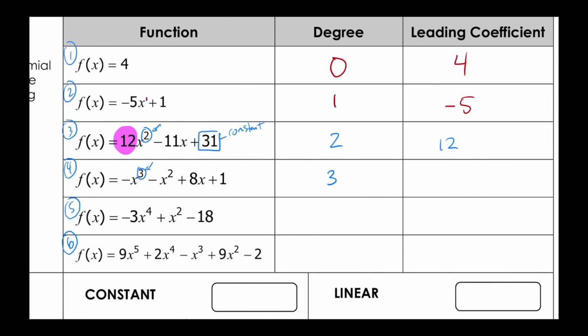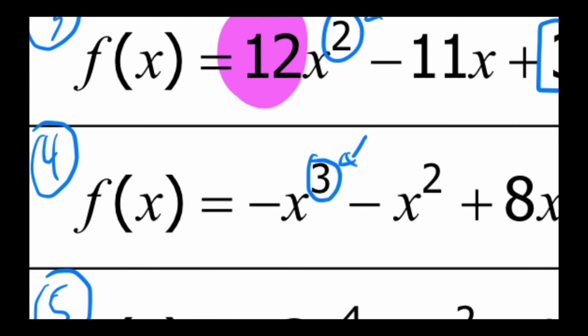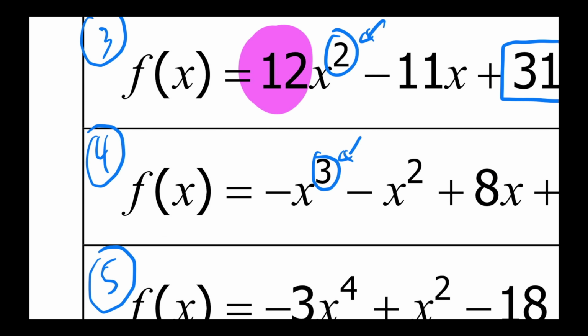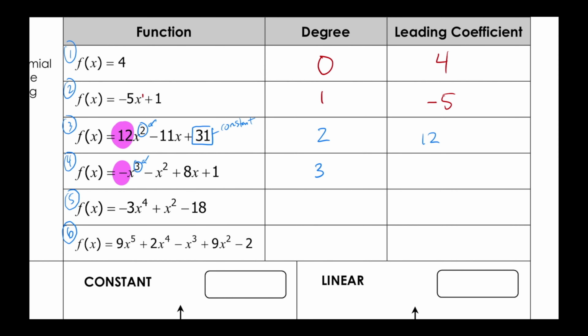And what's the leading coefficient for number 4? What's that leading coefficient? What's that number in front of the x cubed? I don't see a number, mister. Of course not. It's a -1. Very good. All right, number 5, what's the degree? Hey, mister, I'm noticing a pattern. That's a fourth degree polynomial. It's just going by 1. That's fine. What's the leading coefficient? Very good, -3. And lastly, what's the degree of number 6?